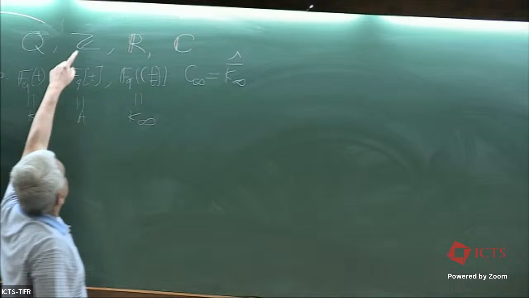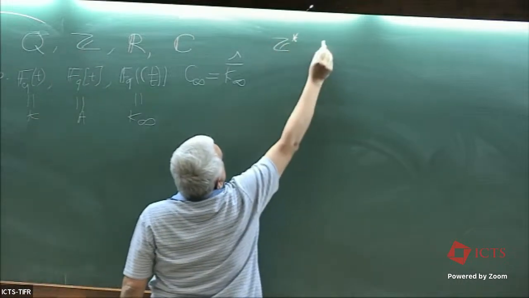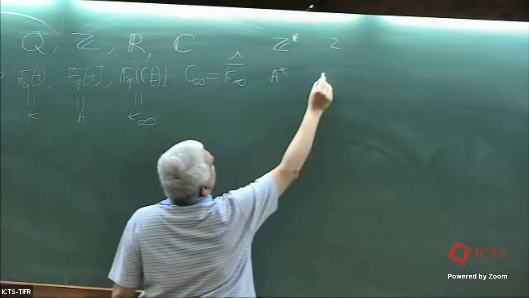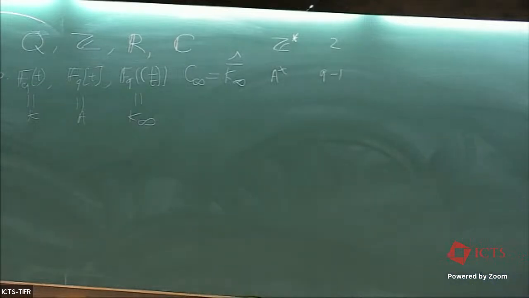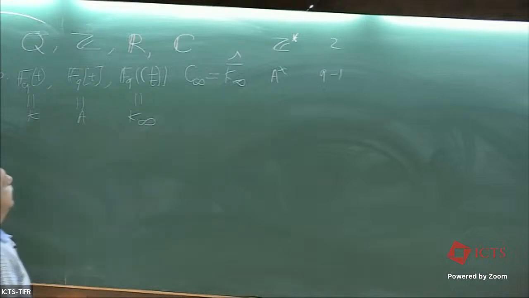There is another analogy with the units. If I look at Z star, that's just plus minus 1, so the cardinality is 2, whereas A star is F_q star, and the cardinality is q minus 1. So often q minus 1 will play the role of 2. So the even numbers will be multiples of q minus 1. Multiples of q minus 1 are called q-even here.